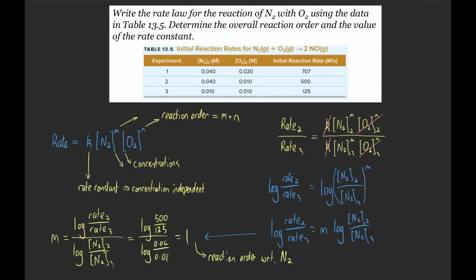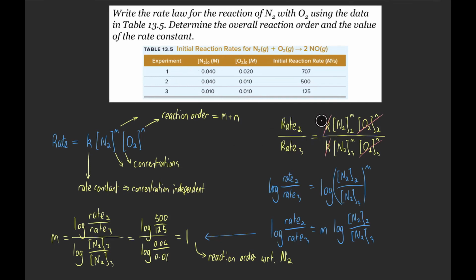We can repeat this procedure to determine the reaction order with respect to oxygen. And to do that, we have to choose our pair of experiments accordingly. So we'll choose the pair of experiments where we can repeat this same cancelling procedure, but for N2 rather than O2. So the pair of experiments that we'll be cancelling are experiments 1 and 2. So we can again write this expression out where we're taking the ratio of the rate of experiment 1 and the rate of experiment 2.